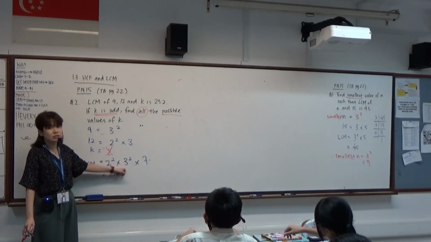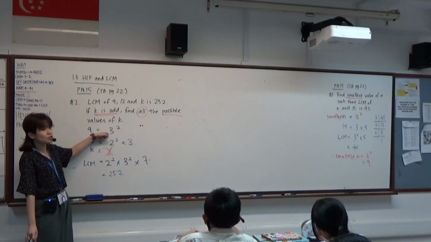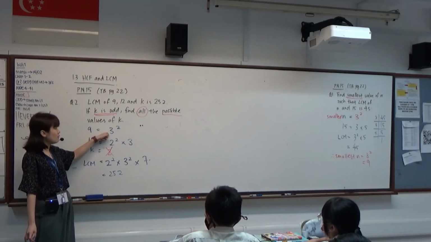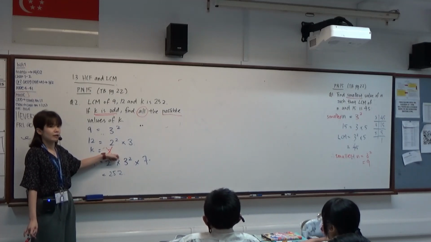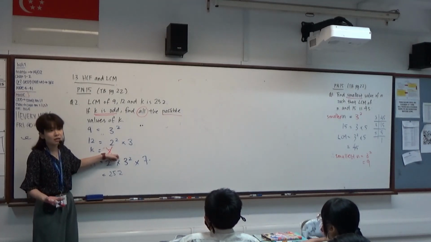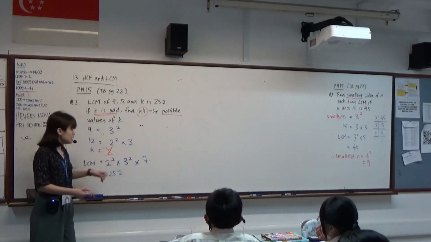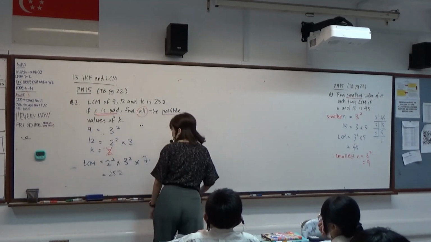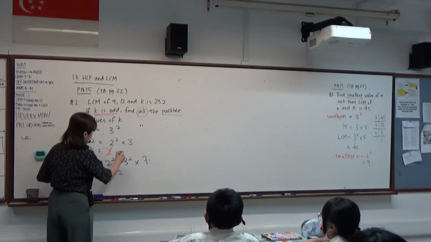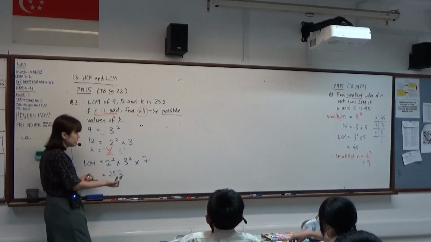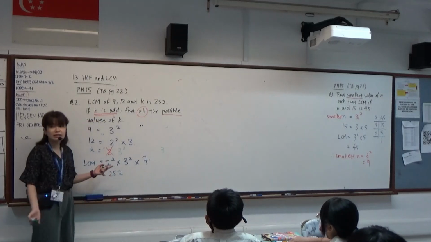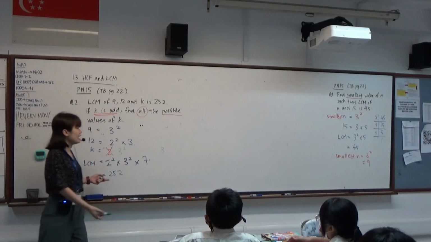Let's look at 3 squared first. Down here is a 3 squared already. What does this tell us about K? Does K need to have a 3 squared? It may or may not. So the 3 squared is dependent. You can have 3 squared, you can have 3. I'm just writing another possibility. Or you can have no 3.